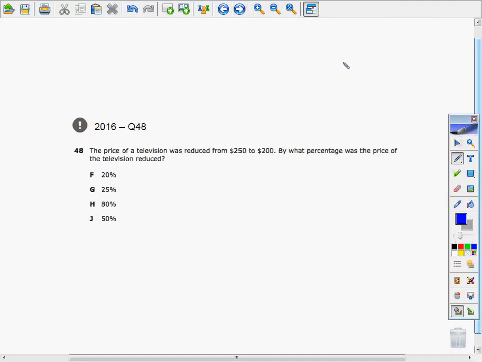The price of a television was reduced from $250 to $200. By what percentage was the price of the television reduced? This is a percent increase and decrease question. We have to consider two things: original price, new price, and we have to consider their difference. Original price minus new price.